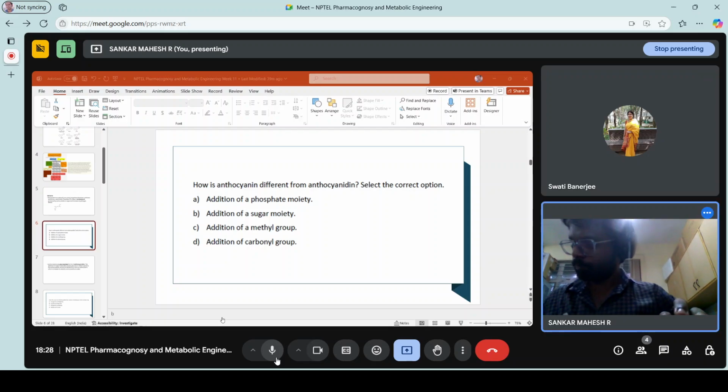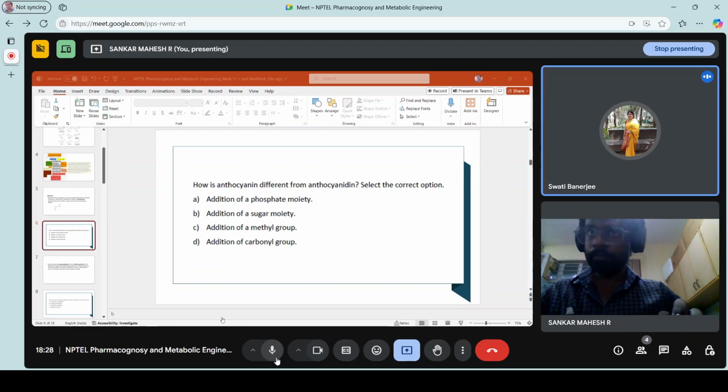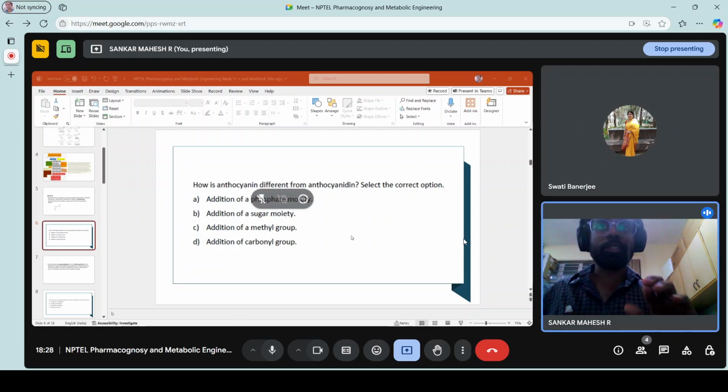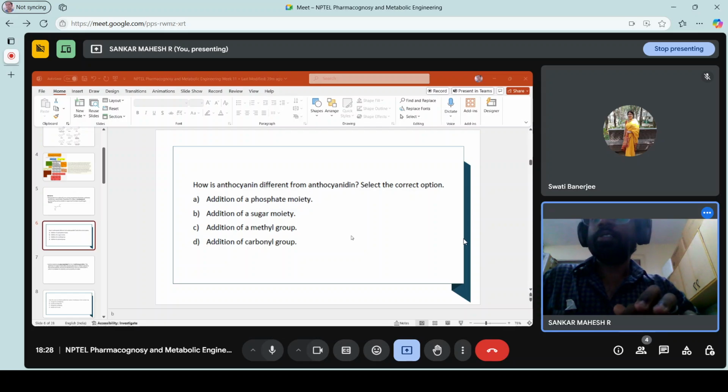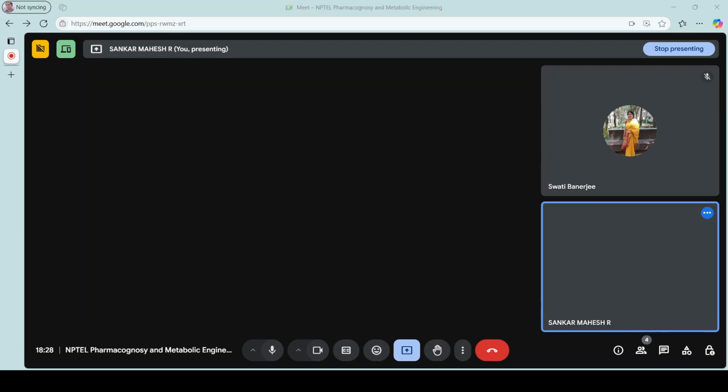Sir, is it addition of sugar moiety? Yeah. So what is this process called? When a sugar moiety is being covalently attached, what is this process called? It's called glycosylation.